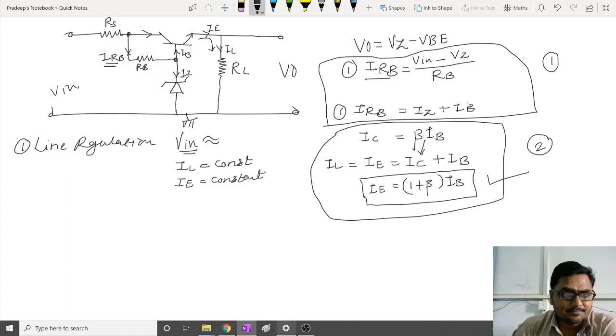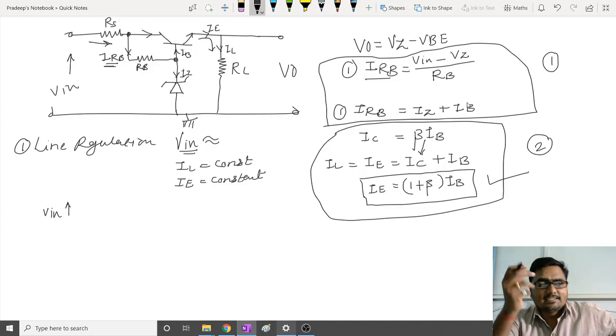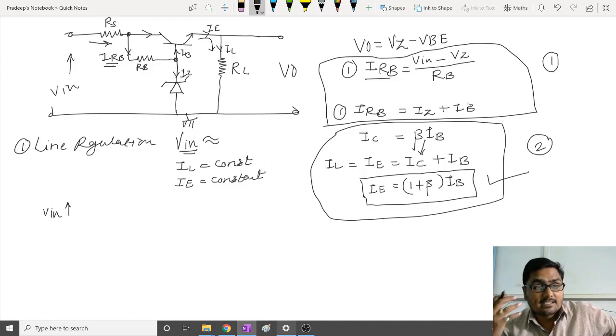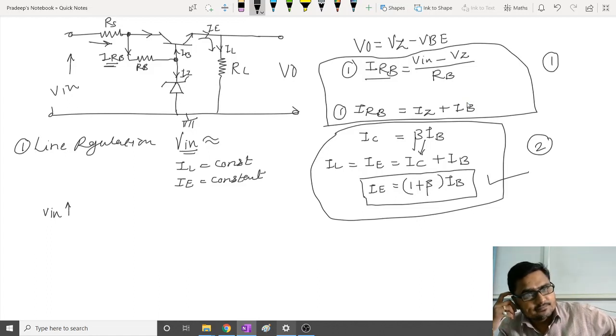Now in that case, let us change the input voltage, that is Vin. What will happen if I change this voltage? Obviously this current will change. I am increasing the input voltage. It means I am trying to insert an extra current into the circuit.